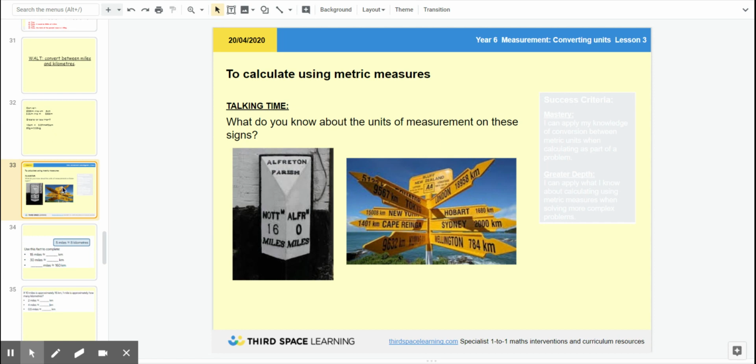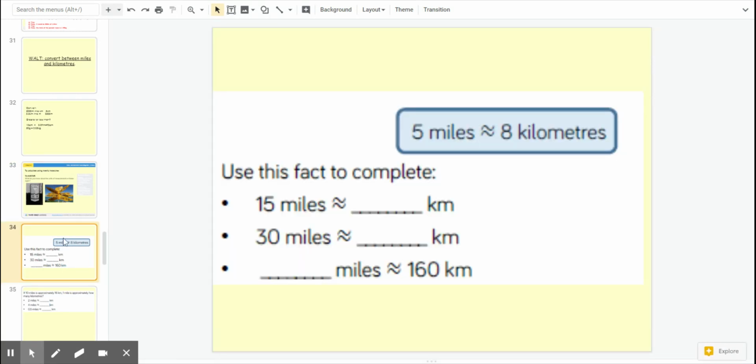Next slide. So we're going to be looking at units of measurements on road signs, looking at miles and kilometres. So if you go to America, or even Europe, sorry, not America, because they're in miles in America, but in Europe you'll see them in kilometres. So it does help us to be able to distinguish between the two to work out how far things are away. As a rule of thumb, this is the important bit here.